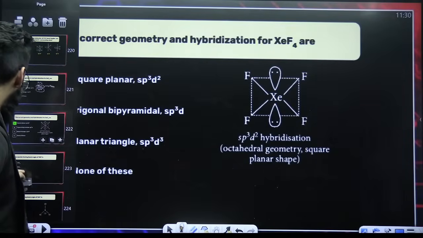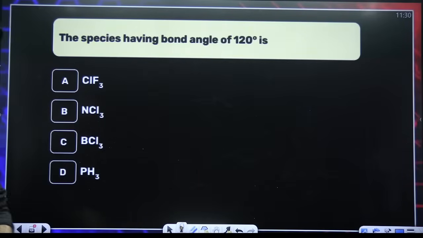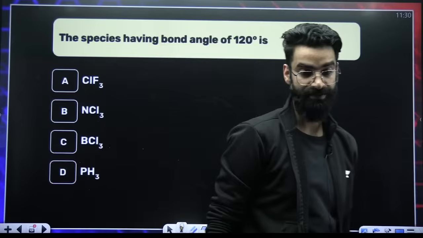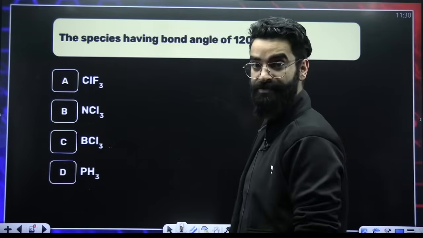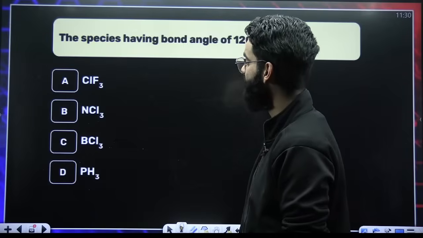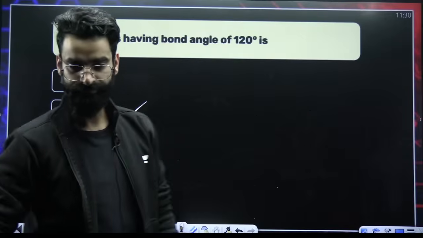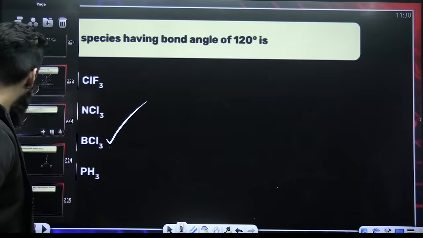I'm moving ahead. The species having bond angle of 120 degrees. So it has to be sp2 hybridized, trigonal planar. The type of the molecule has to be AB3L0. Which one is AB3L0? This is AB3L0. Done, understood. Perfect.